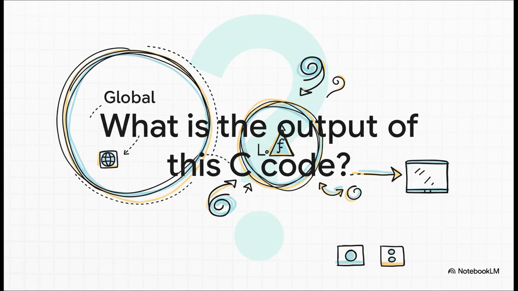So here is our first puzzle. We've got a global variable, x, and we set it to 1. But then, inside my function, we declare another variable, also named x, and set that one to 2. The function then prints x. The question is simple. What number actually gets printed to the screen? Go on, take a guess.